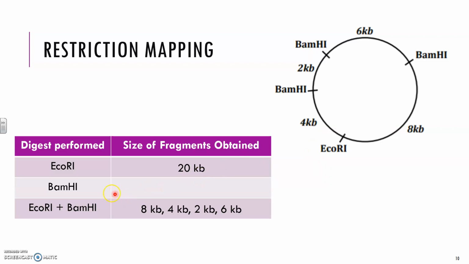And then with the BamHI, all you do is knock out the EcoRI and add these 2 together, because now they're going to be a single piece. So you're going to have 2, 6, and now 12. And that is restriction mapping.